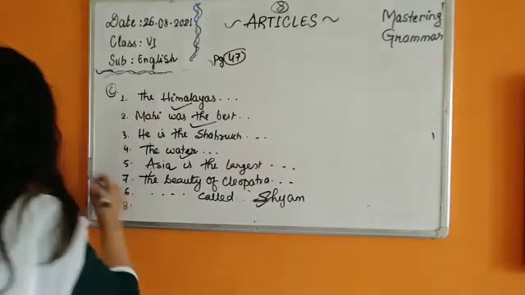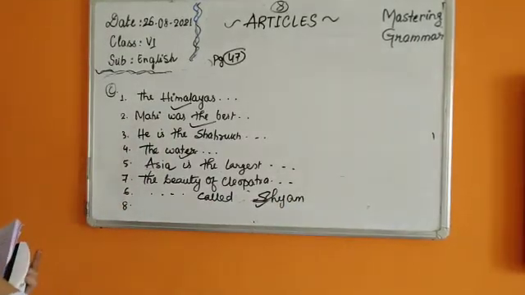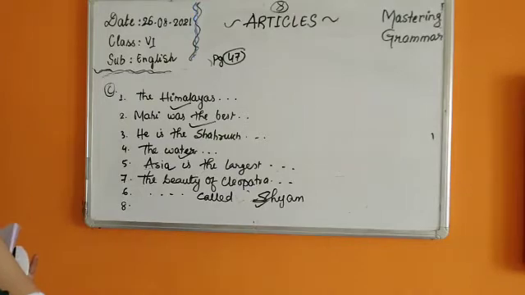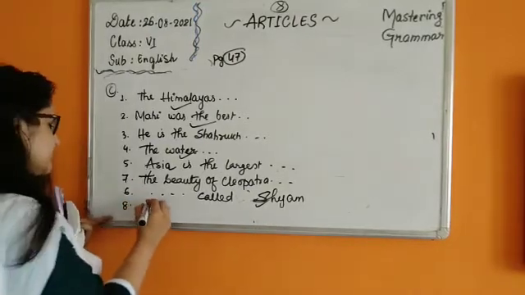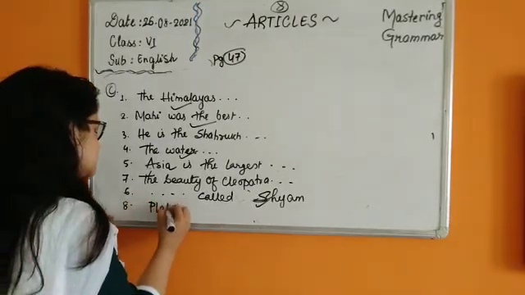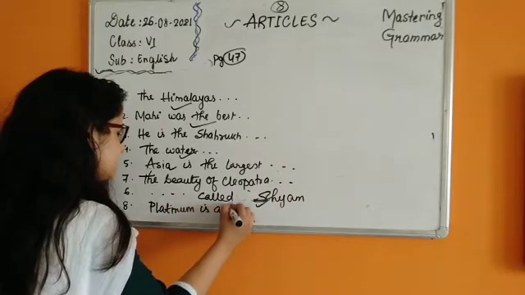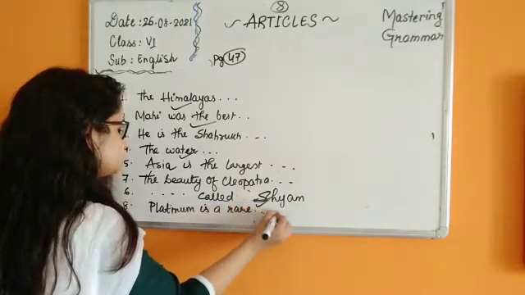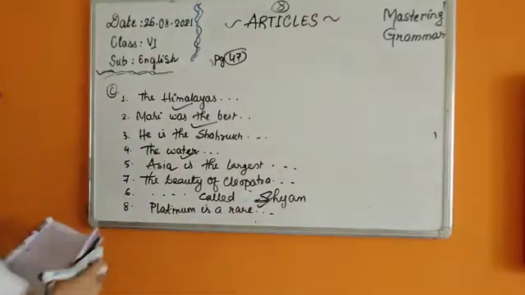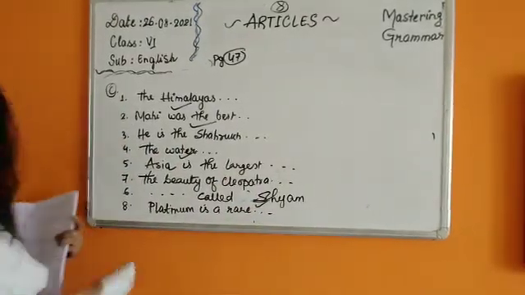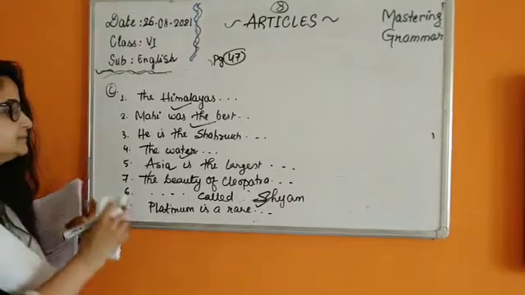Now, number 8. Platinum is rare metal. So, platinum is a rare metal because this is used in general sense. The platinum we do not see. So, we have finished exercise C. Now, moving to D. I hope you have finished this.